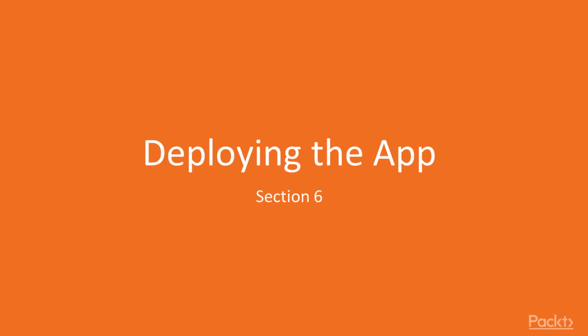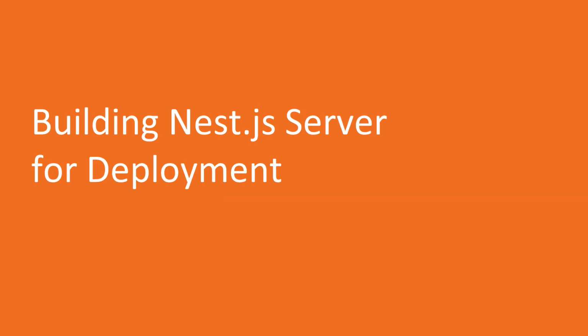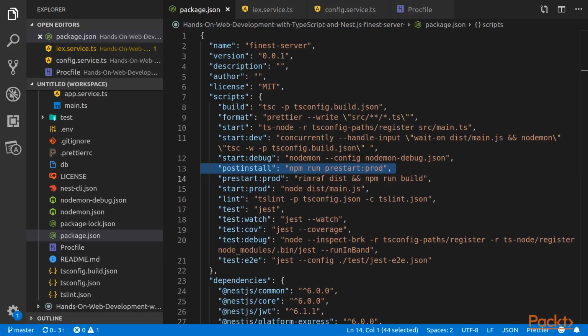Welcome to section 6, where we will deploy our entire app. So first, let's start with our Nest.js server. Back into the Nest.js server project, go inside the package.json file. You will need to add a new script.